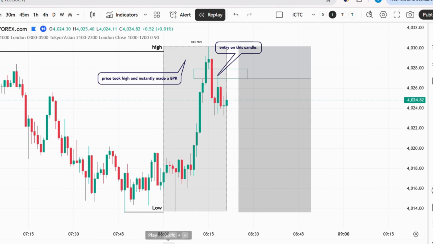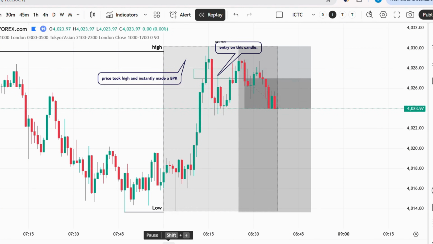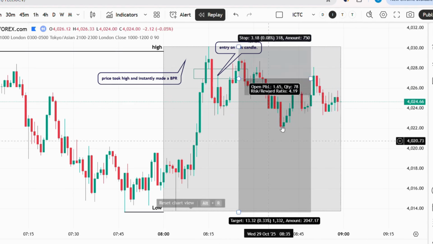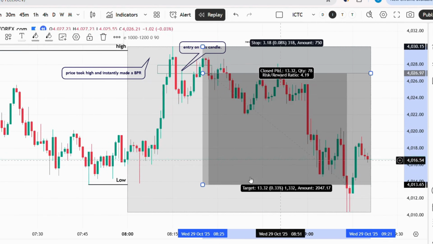Target opposite side of the 90-minute range. Look at how price respects the range. This setup also hits a 1 to 4 RR trade cleanly.